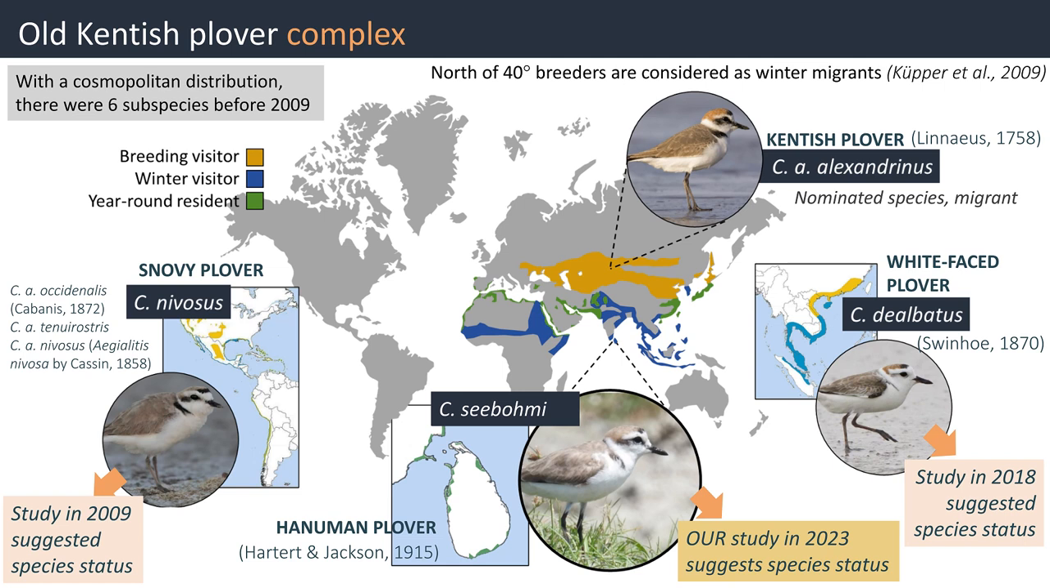In 2018, another study, done in the coastal areas of the Chinese regions, suggested that the Chinese white-faced plover, or Charadrius dealbatus, be treated as a separate species due to its limited gene flow among the populations of the original Kentish plover subspecies.